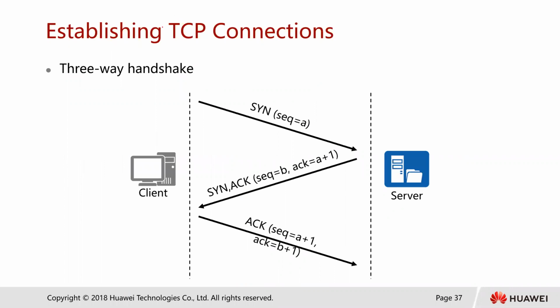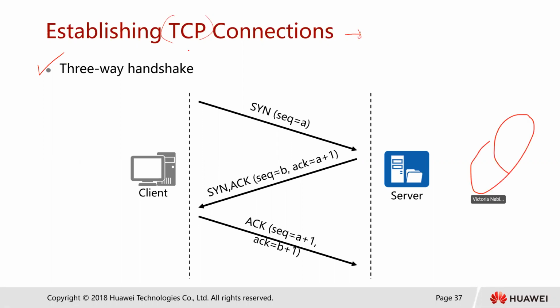TCP. We said it requires a connection for you to be able to communicate. Before you communicate, you must have a connection, right? Yes. And then UDP. So let us look at the three-way handshake for the TCP.